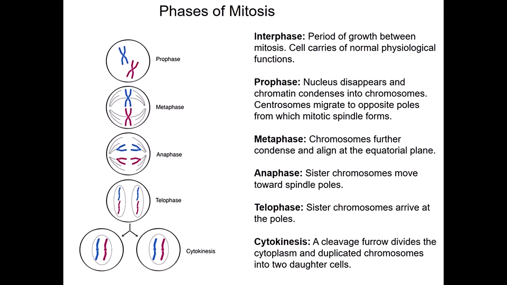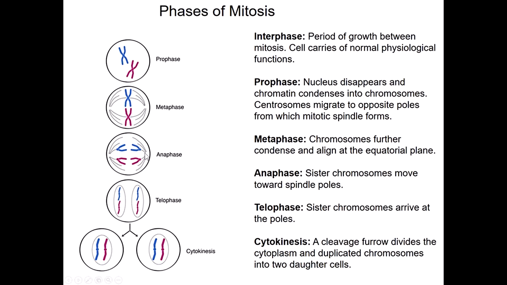So here are our phases of mitosis. I sure hope that you have had exposure to this at some point in middle school or high school and on. Interphase is when the cells are in G1. That's the period of growth. They're doing their normal stuff, carrying out normal physiological functions. Then when they decide to divide, the nuclear membrane disappears, the chromosomes condense, and now we see very condensed chromosomes in prophase. In addition, a pair of centrosomes migrate to opposite ends of the cell.